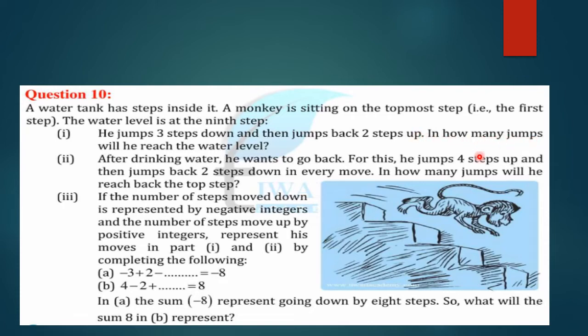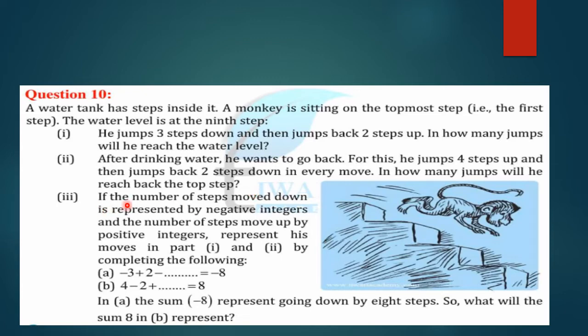In how many jumps will he reach the water level? That is the first question. And the second question: after drinking water he wants to go back. For this he jumps 4 steps up and then jumps back 2 steps down in every move. In how many jumps will he reach back the top step?